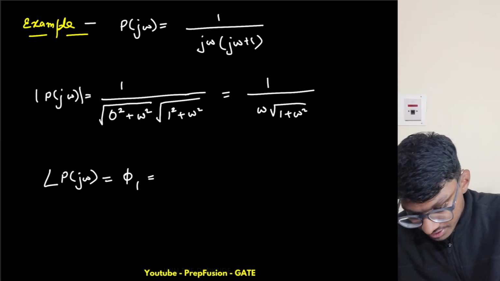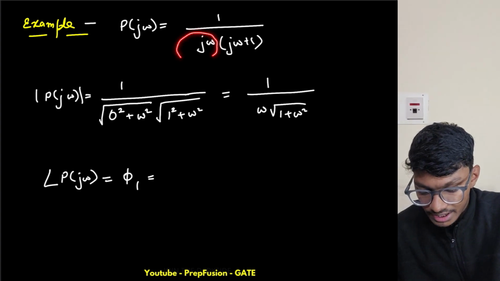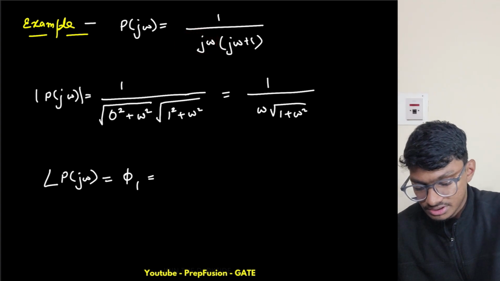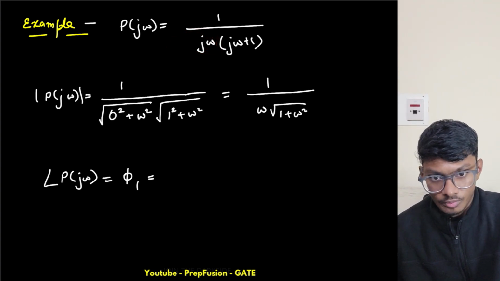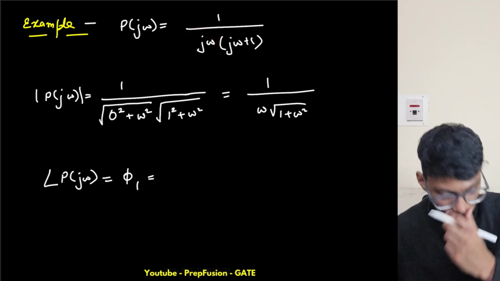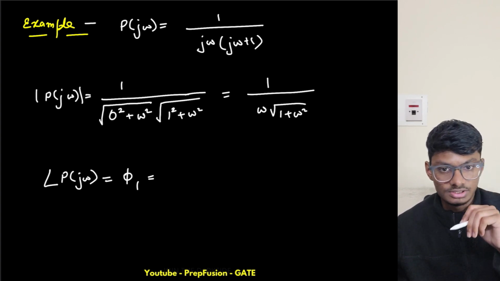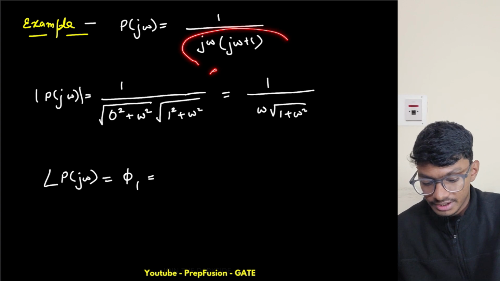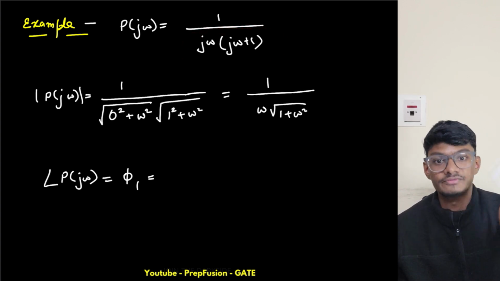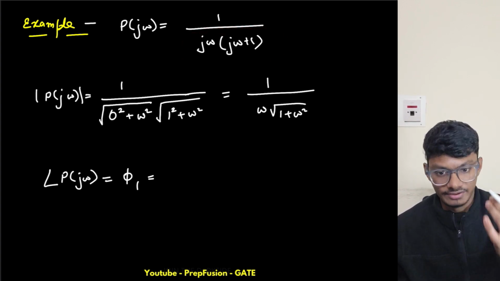Now what is the procedure basically? How much angle does this one provide? So this is tan inverse 0 by j omega, right? Sorry, I'm telling you the opposite. It is tan inverse omega by 0. So it is infinity, but it is in the denominator. So if it shifts to the numerator, what happens? I put a negative sign, right?